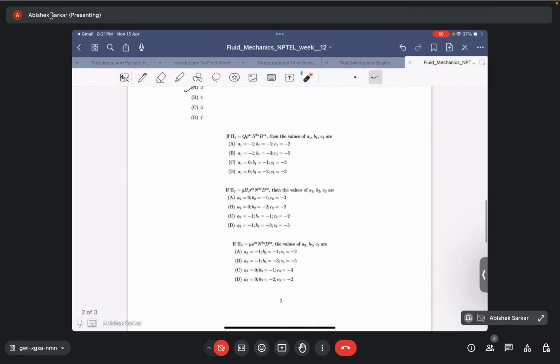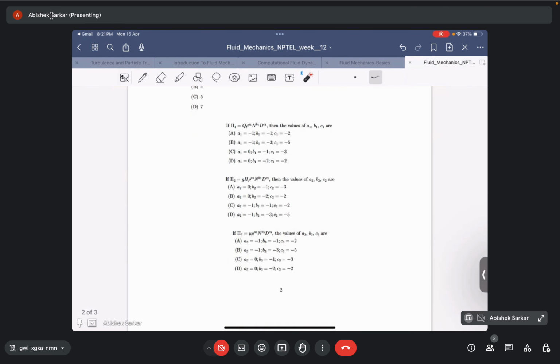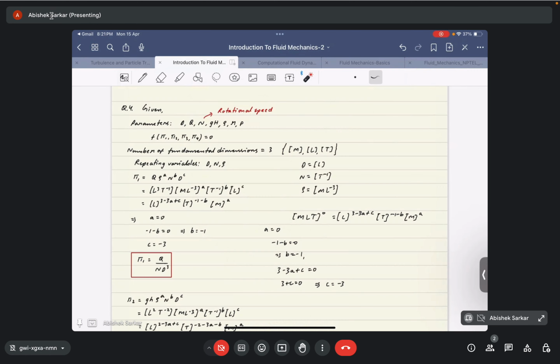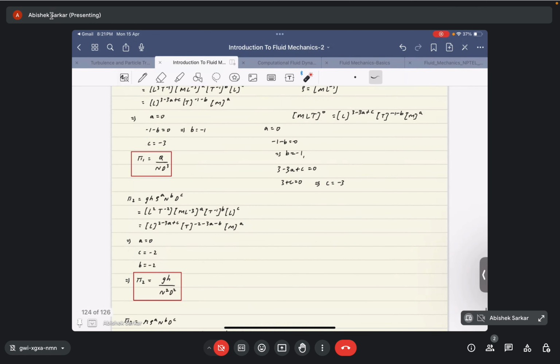Okay, so let us take one more example. Pi 2 is g h rho a2 n b2 and d c2. Find the value of a2, b2, c2. Again the same steps: g h rho a, n b, d c. The dimension of g h would be L squared T to the power minus 2. Rho to the power a would be M L to the power minus 3 to the power a, T to the power minus 1 to the power b, and L to the power c.